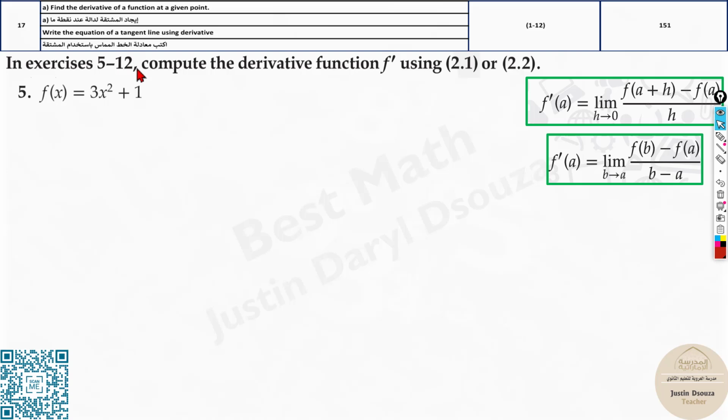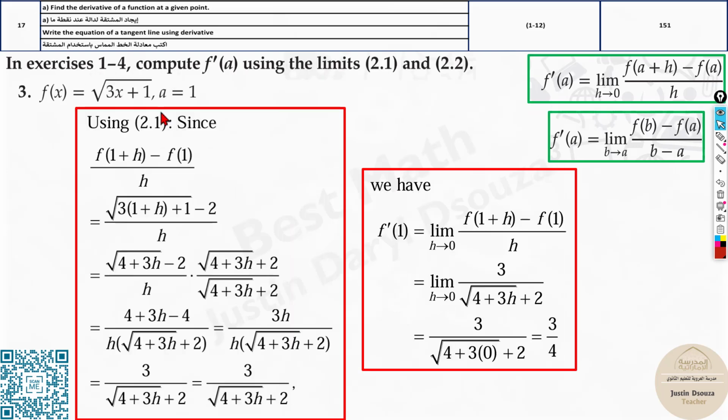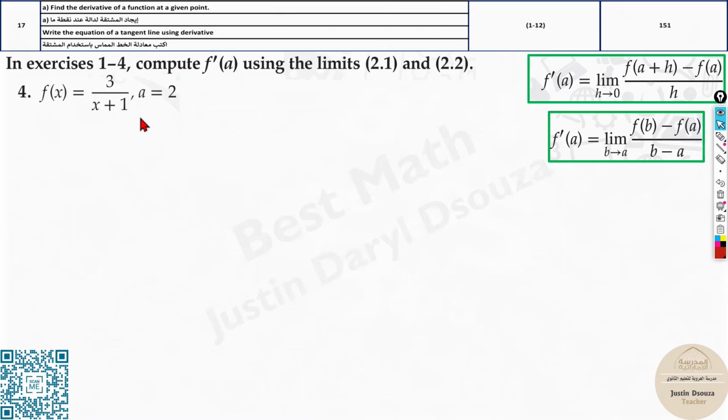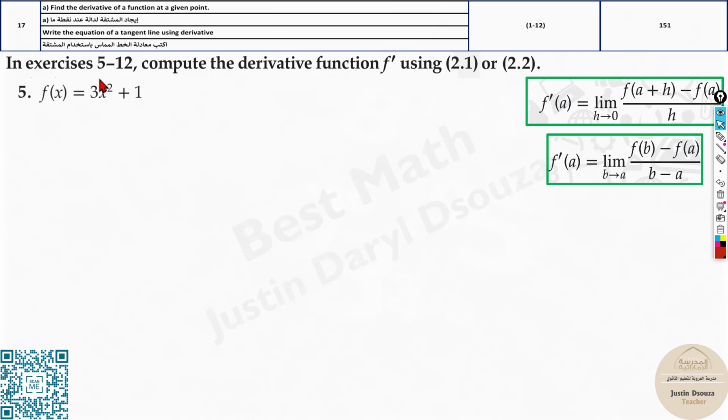Now for the next 5 to 12 exercises, we can use any one of the formulas. I've solved with both these formulas till just now. Now this is the same problem. I think we did the same one, right? 3x squared plus 1. Yeah, that's already done. So we have done the same thing already, but now it's up to you to choose any formula. What I would personally choose is the second one only.